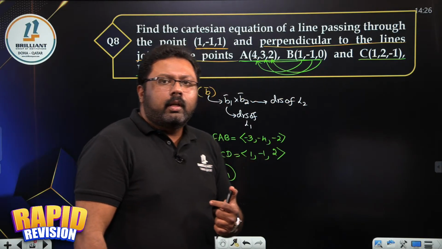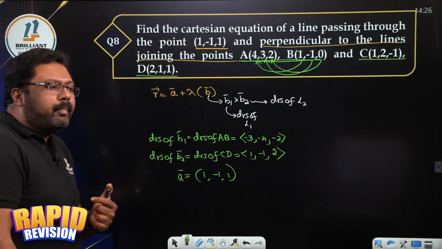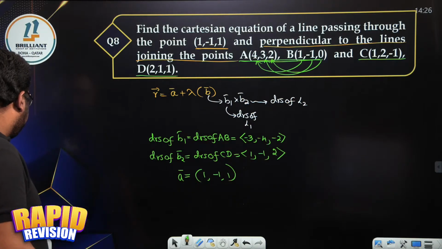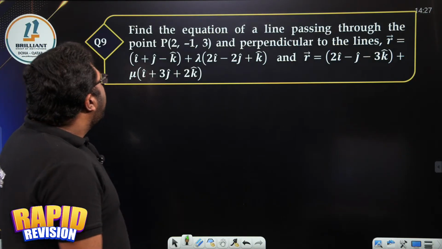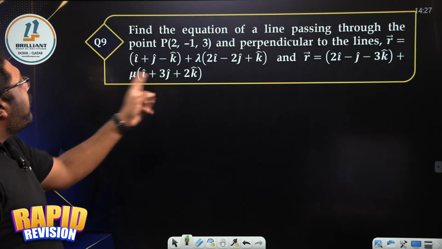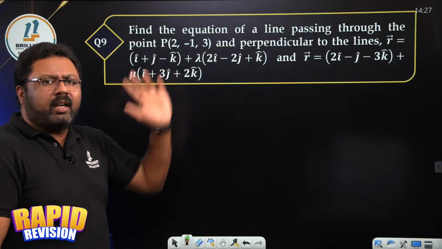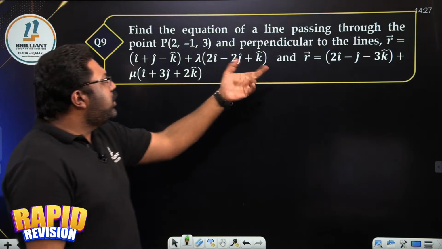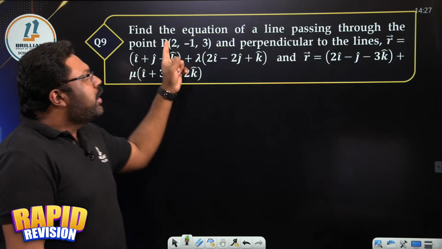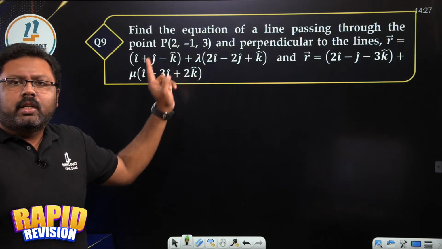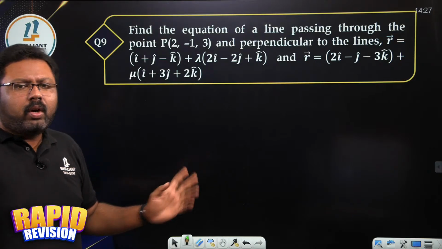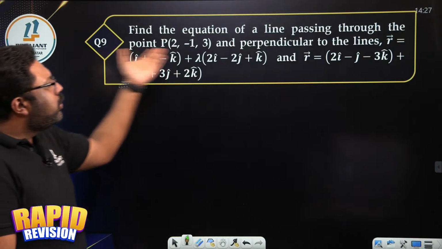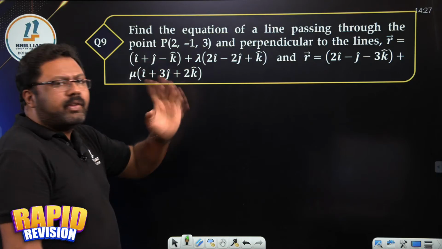Clear, all of you? I believe everybody is clear. Next question. Find the equation of a line passing through the point and perpendicular to the two lines. Again, repetition. It's perpendicular to two lines. It's just for you to practice. If you want, you can practice this question, or you have other questions in worksheets you can practice. Just one more question of the same type.